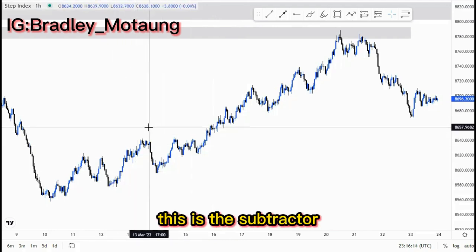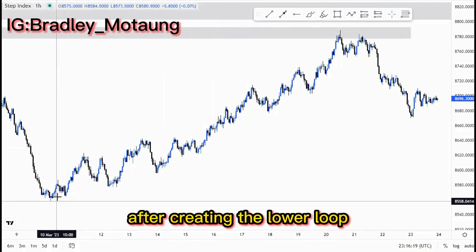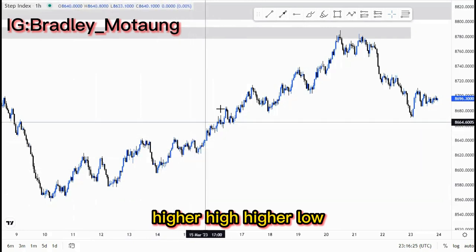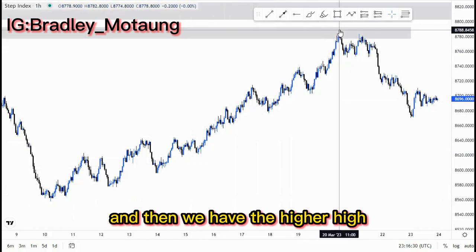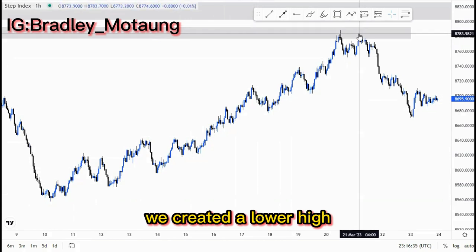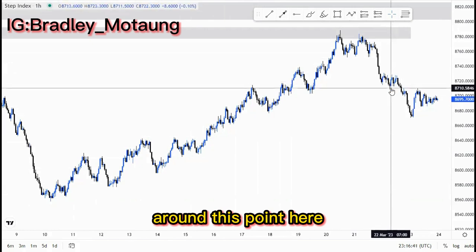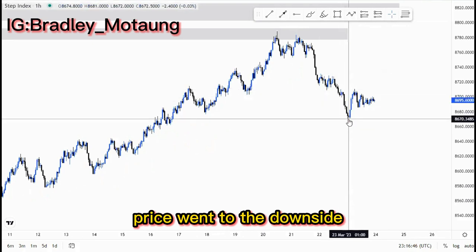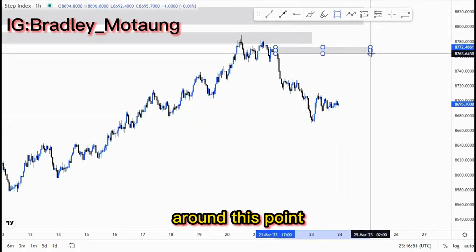So as you can see, this is the sub-structure. Around this point, we created a lower low. After creating the lower low, we had a higher high, higher low, higher high, higher low, higher high, higher low. And then we have this higher high, higher low, higher high, higher low, higher high, higher low. And then we had the higher high, and then we had the higher low. Then instead of having a new higher high, we created a lower high followed by a lower low around this point here. After creating this lower low, price went to the downside, also creating this new lower low where we have some imbalanced price action around this point.